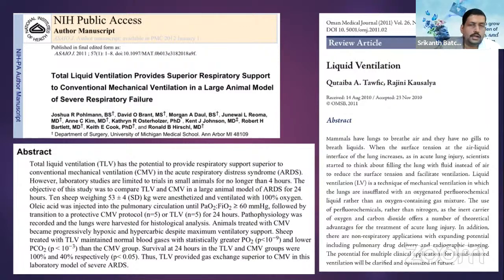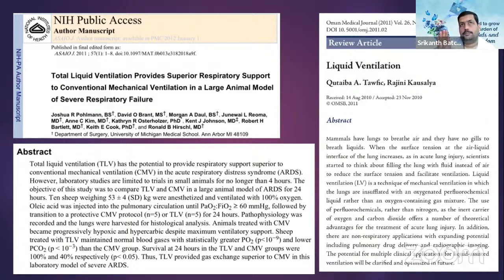Now again, why, when most of the studies with partial liquid ventilation showed a near success rate and they worked well, did total liquid ventilation come into effect? After the initial few decades of studies with partial liquid ventilation, they observed more and more incidences of volutrauma and barotrauma.